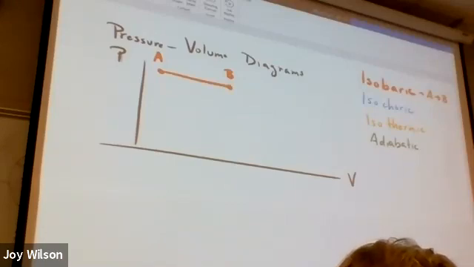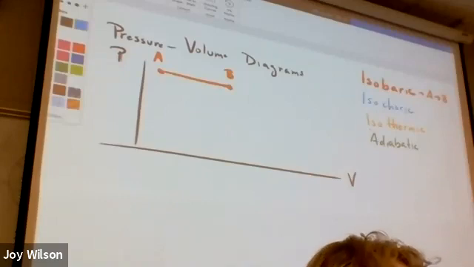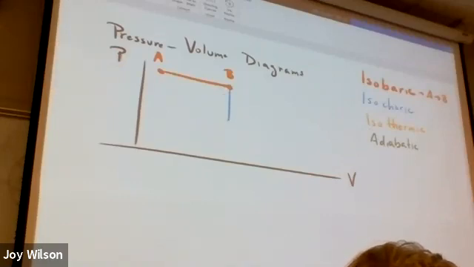Process number 2. Isochoric. Constant volume, because isothermic is constant temperature, so the other one's got to be volume, right? So isochoric is a constant volume. This would be B to C. So those would be vertical lines. So horizontal lines and vertical lines, isobaric, isochoric.